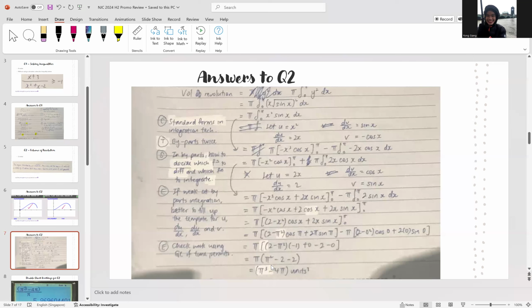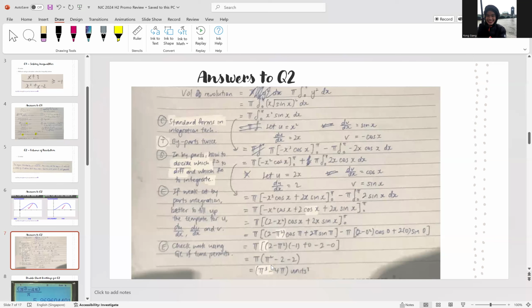Du means you differentiated u already. So they're asking for du dx. It is supposed to be 2x, right? And hence I end up with negative 2x cosine x with respect to x, right? And of course, the constant pi, don't forget about it.